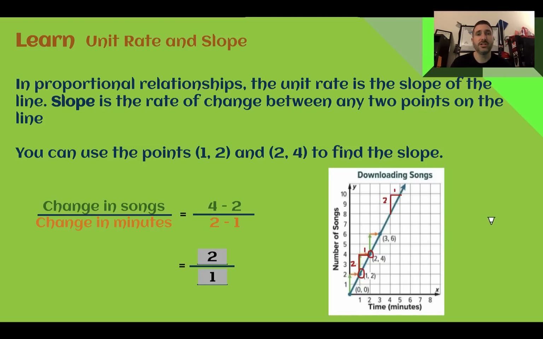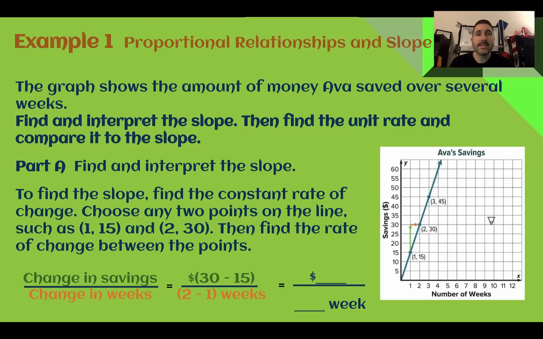Example 1, proportional relationships and slope. The graph shows the amount of money Ava saved over several weeks. Find and interpret the slope, then find the unit rate and compare it to the slope. Part A, find and interpret the slope.